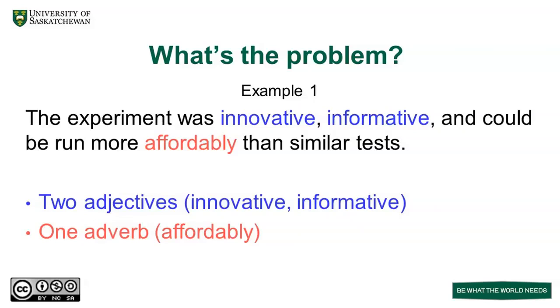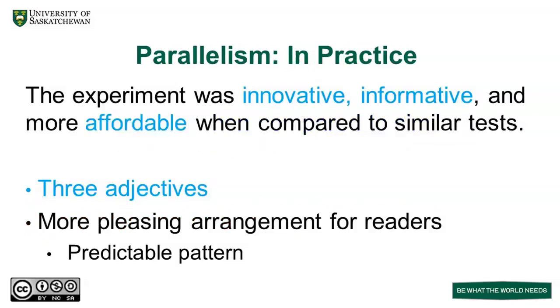In contrast, example two has replaced that third element with an adjective. So the experiment was innovative, informative, and more affordable. So innovative, informative, affordable, they're all adjectives. And this creates, again, it's a subtle difference, but it creates a little bit more of a potentially pleasing arrangement for your readers because of this sort of predictability in the pattern that emerges when reading.